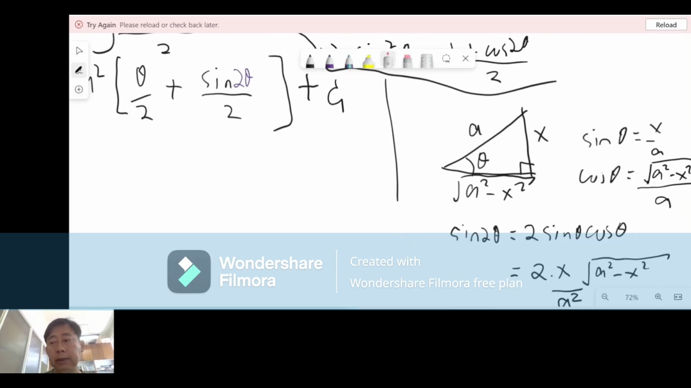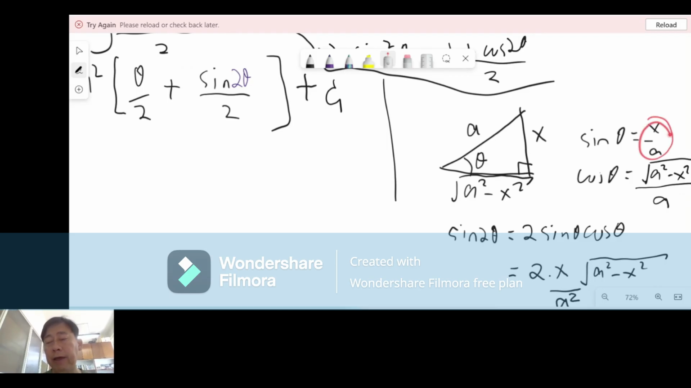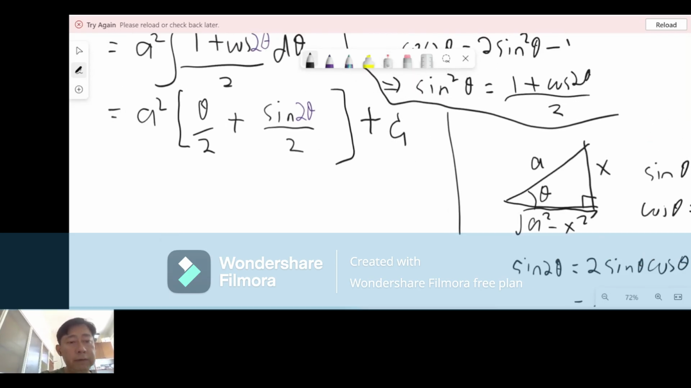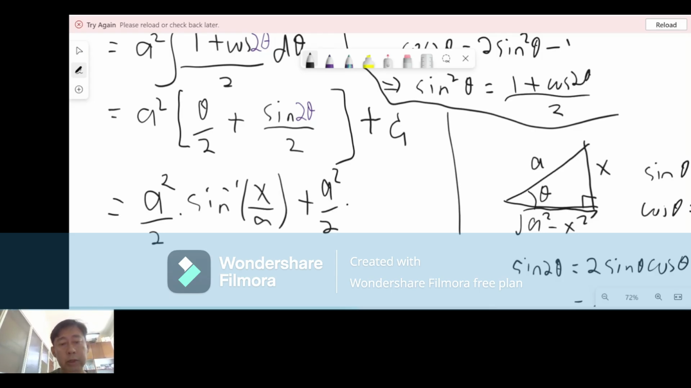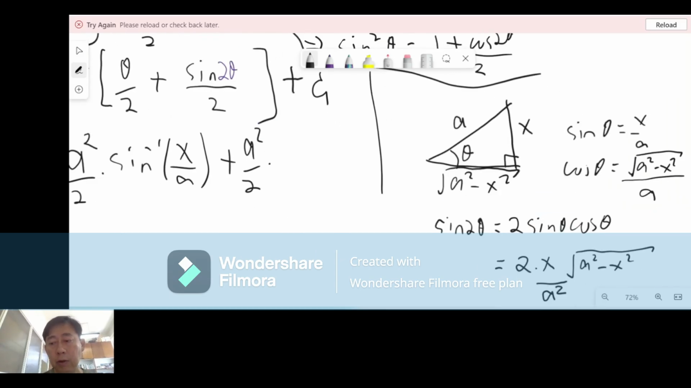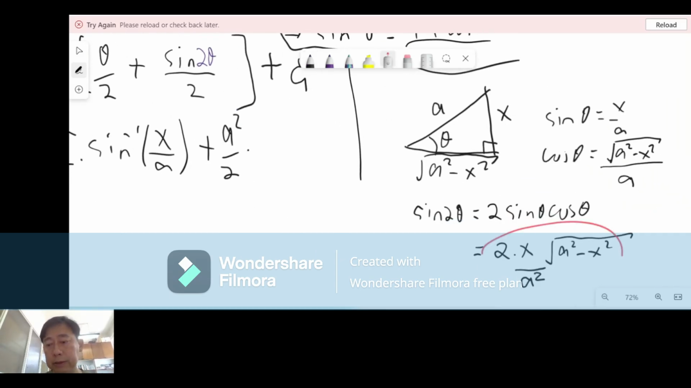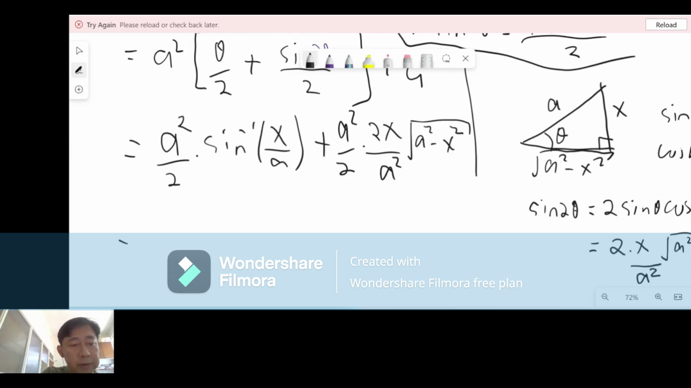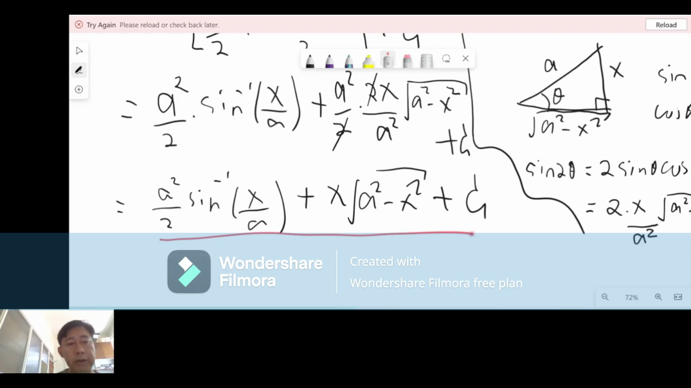The angle theta is simply arcsine of x over a. So we have almost done with this integration. Here you have a square over 2 times arcsine of x over a plus a square over 2 times sine 2 theta, where sine 2 theta is simply this expression. So I'll simplify this further. There's a constant I was missing out. So this is the expression for the integration in terms of a, and now I'm going to substitute back the value of a equals 3 in our present case.